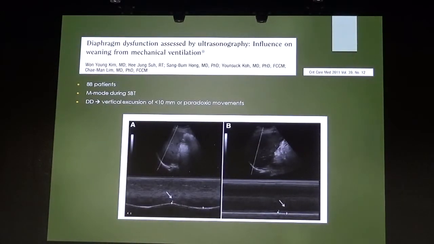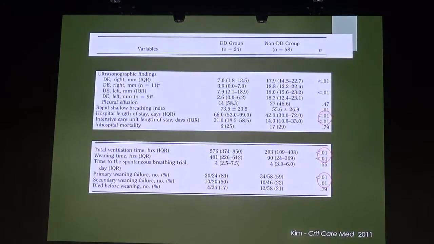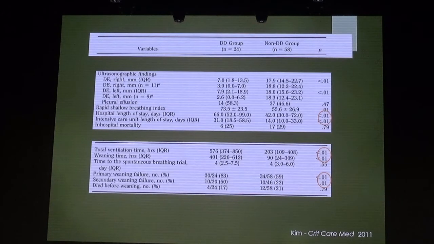Another example here in mechanically ventilated patients during a spontaneous breathing trial. The diaphragmatic dysfunction was defined as a vertical excursion of less than 10 millimeters or paradoxical movements, and the results were that the diaphragmatic dysfunction was quite frequent. You can see 24 patients out of 88. And it was associated with a higher length of stay, with higher total ventilation time, weaning time, and with primary and secondary weaning failure.